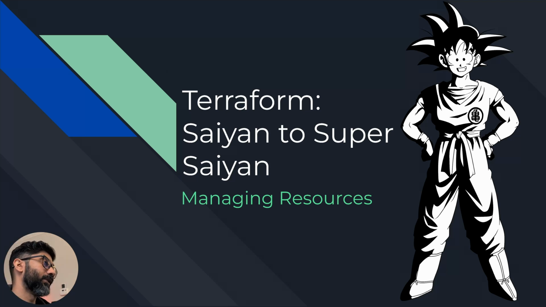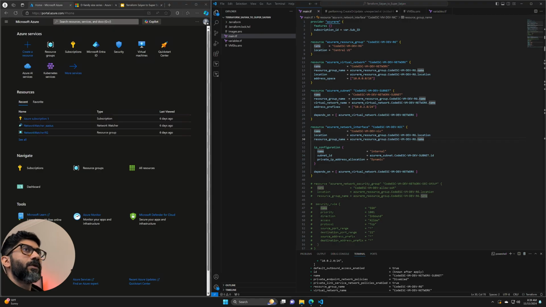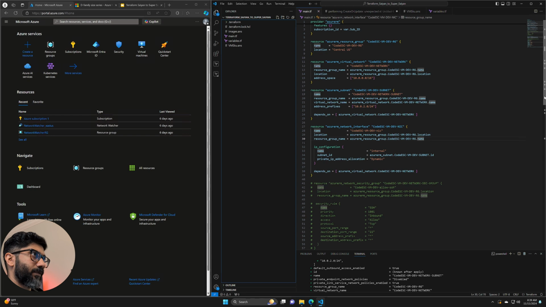And from there, so basically we'll do a create, and we'll do an update, delete, and we'll also work with the depends on clause. All right, so on the left I have Azure pulled up, and on the right is our Terraform code. So it's a little different from the older videos, but it's generally the same thing.